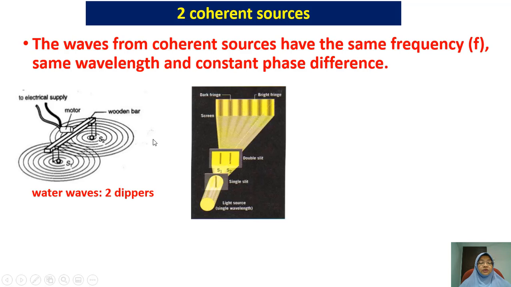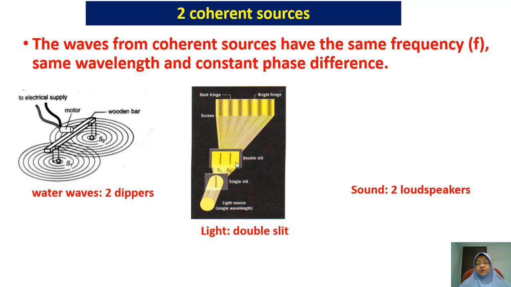Next, we have a double slit for the light wave. So this is a double slit. The light will come to the two slits and the waves will coincide to form an interference pattern. So we have bright and dark fringes alternately. So the double slit is the two coherent sources.